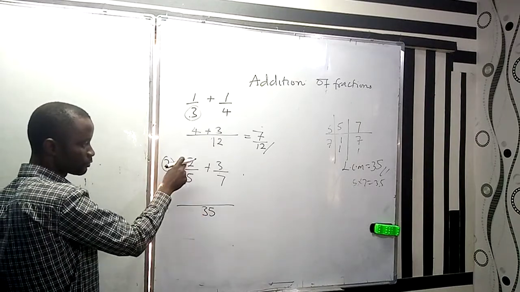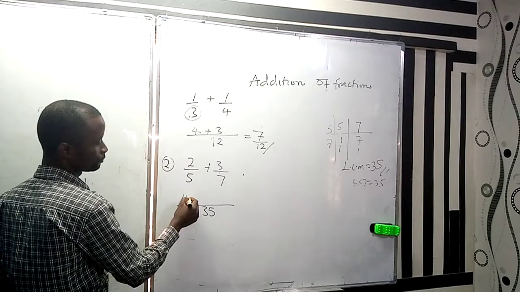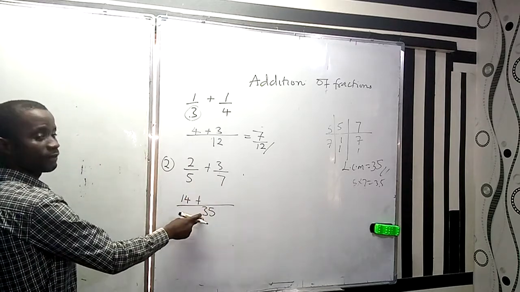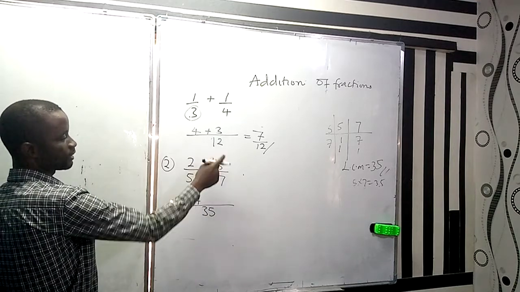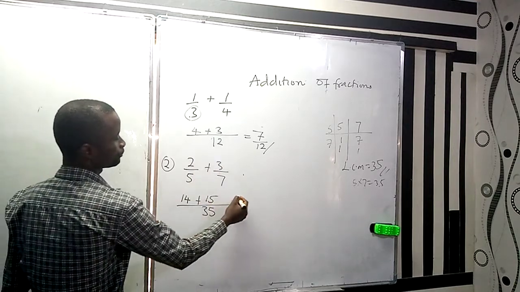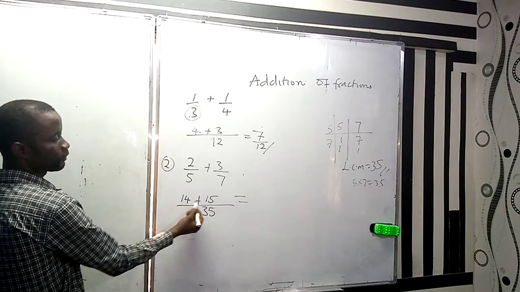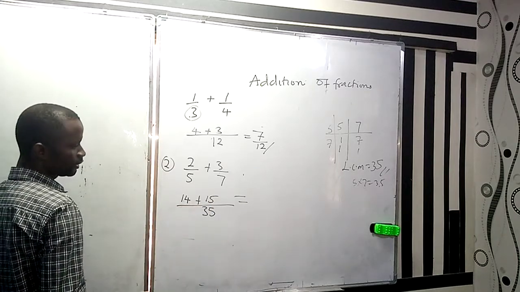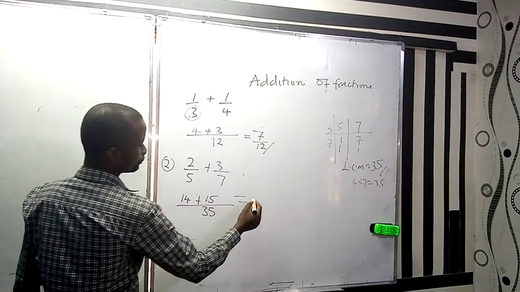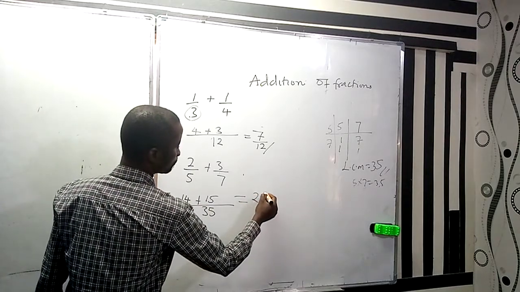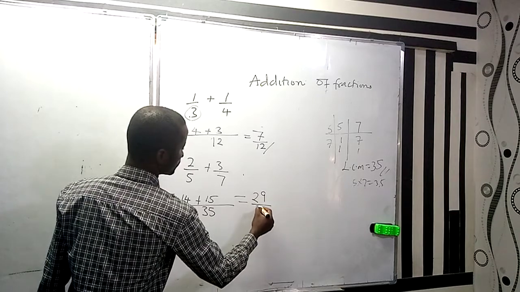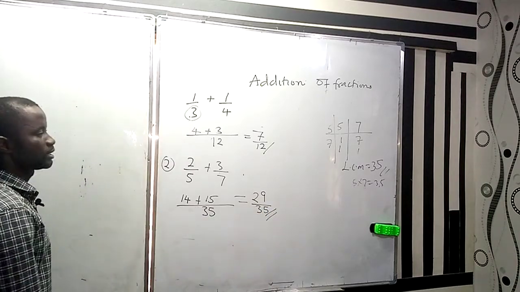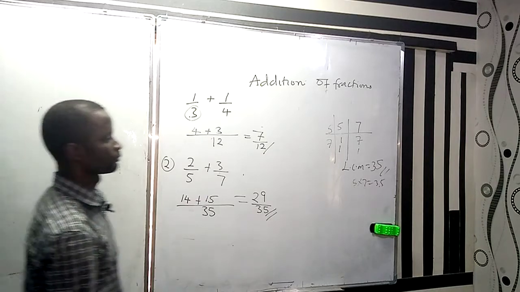Therefore, 7 times 2 is 14. Plus your addition sign. 7 goes in 35 five times. 5 times 3 is 15. Therefore, 14 plus 15 will be 29 over 35. The answer is 29 over 35.